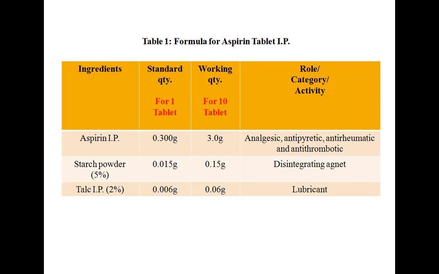So I have to prepare 10 tablets of aspirin IP. I multiplied the standard quantity for one tablet, 0.300 gram, by 10, which gives 3.0 gram. Similarly, we have calculated the quantities for 10 tablets for the other ingredients. The role of aspirin IP is analgesic, antipyretic, antirheumatic, and antithrombotic. As we have already seen, starch powder is a disintegrating agent, and talc is used for lubrication.